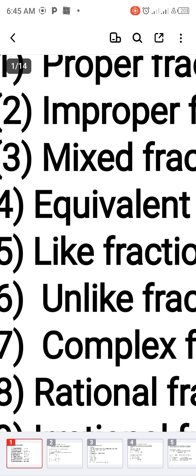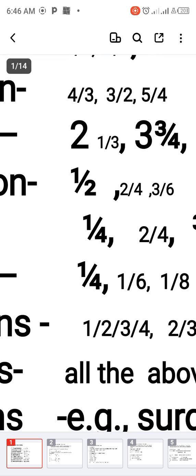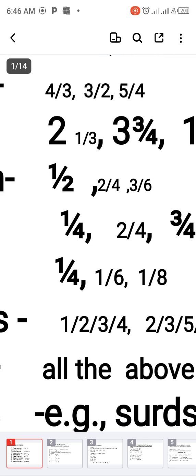Now we talk about unlike fractions, which are also the direct opposite of like fractions. They are fractions whose denominators are not the same. For example, 1 over 4 and 1 over 6 are unlike fractions. Also 1 over 6 and 1 over 8 are unlike fractions. Their denominators are not what? The same. So they are called what? Unlike fractions.